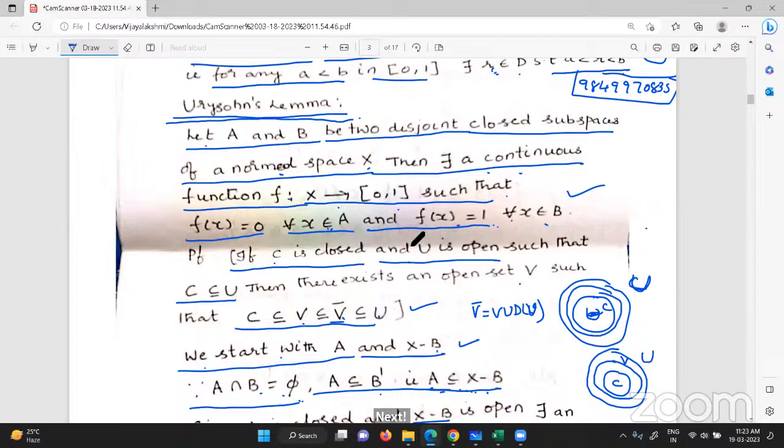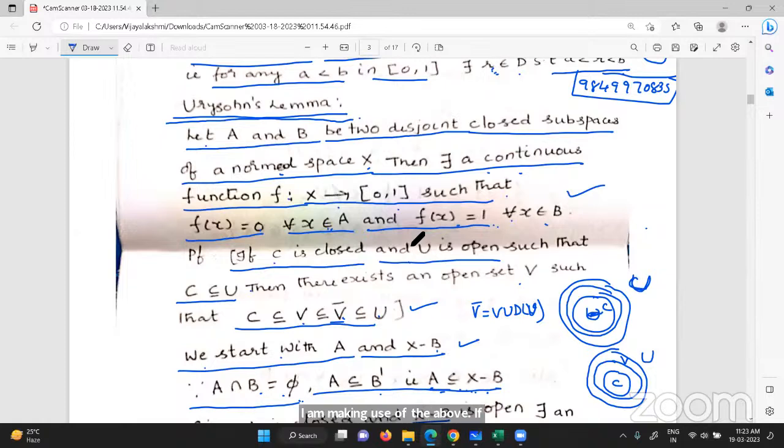Now, Urysohn's lemma states that if A and B are two disjoint closed subspaces of a normal space X, then there exists a continuous function f from X to [0, 1] such that f of x equals 0 for x belongs to A and f of x equals 1 for x belongs to B. What is this A and what is this B? These sets also you only have to construct. To construct these sets, I am making use of the above lemma.